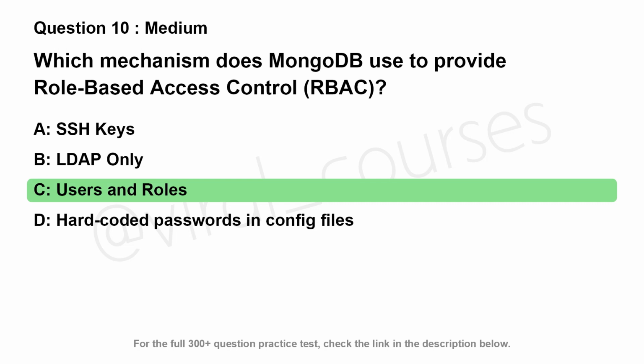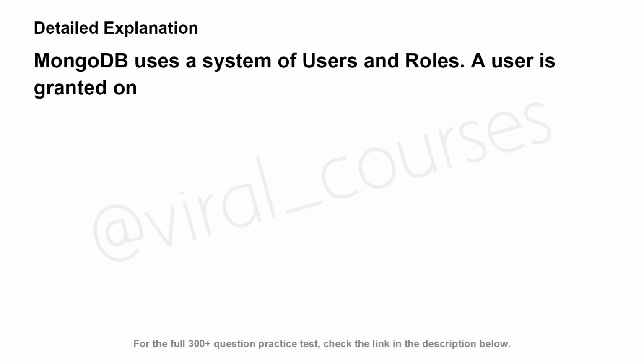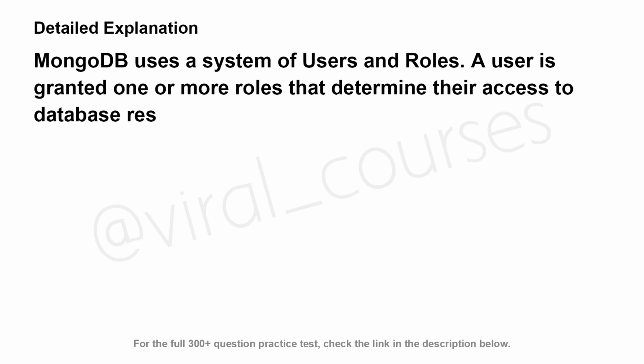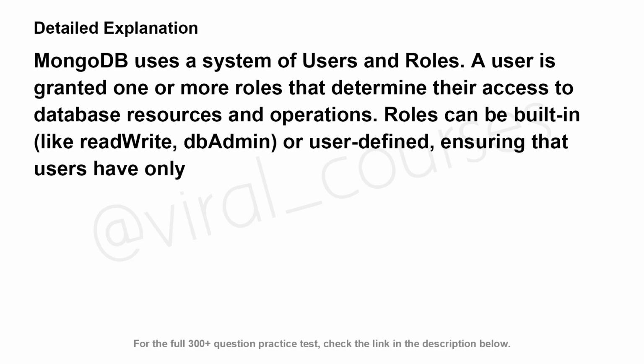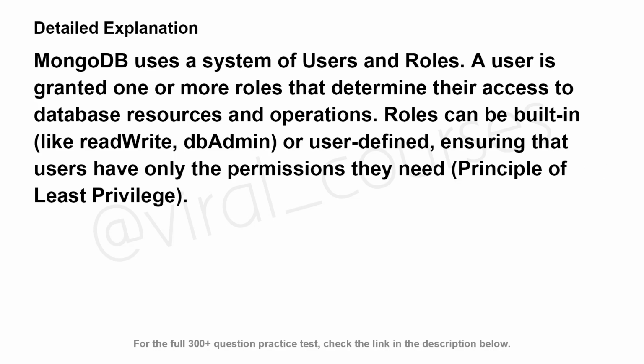The correct answer is C. MongoDB uses a system of users and roles. A user is granted one or more roles that determine their access to database resources and operations. Roles can be built in, like readWrite, dbAdmin, or user-defined, ensuring that users have only the permissions they need. Principle of least privilege.